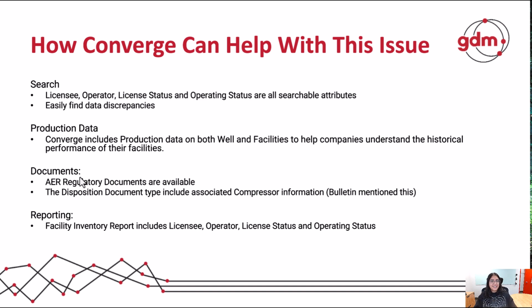So how can Converge help with this issue? Well, this is where we come in. First, you're very easily able to search all of these attributes like licensee, operator, license status, and operating status. This means that you could easily find all of those data discrepancies.